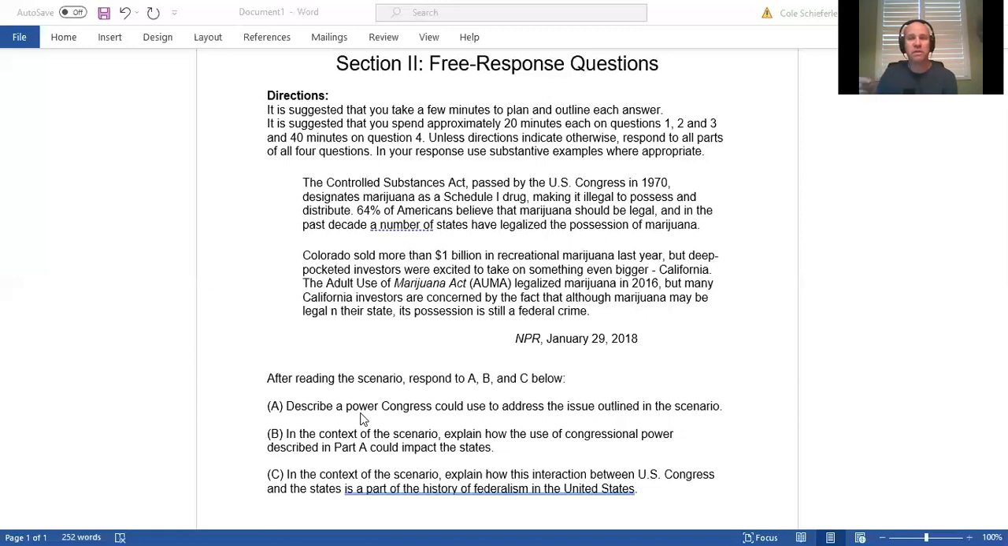Now, if you happen to use a vocabulary word in your identification, I do want you to define that vocabulary word. So for example, here, if we were looking at this, we could say that Congress could amend the Constitution. Well, what's an amendment? If this asks you to identify a power Congress had, you could say, well, Congress could pass a formal amendment. I would want you to define what a formal amendment is.